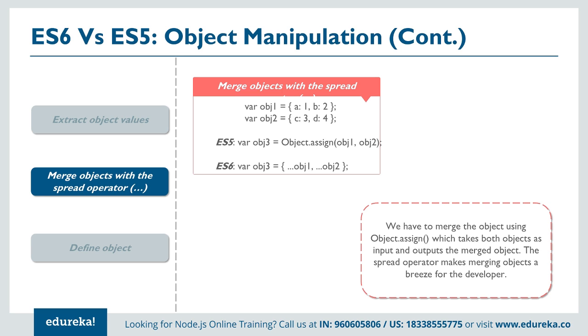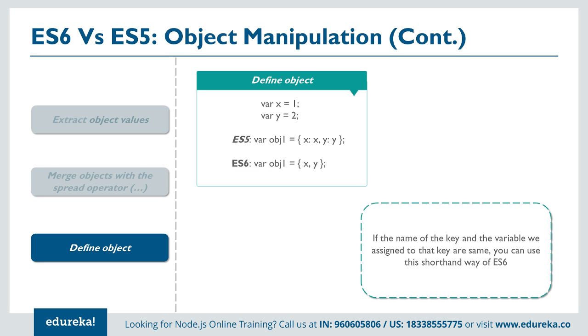The spread operator makes merging objects a breeze for the developer, and this is called the spread operator, the 3 dots. Defining an object. In ES5, let's say we have two variables x and y, we need to make an object, and the object will have properties of similar names. In ES5 the syntax would be the variable name equal to curly brackets x colon x, y colon y, or whatever variable name colon the same variable name. In ES6 just specify the name x comma y.